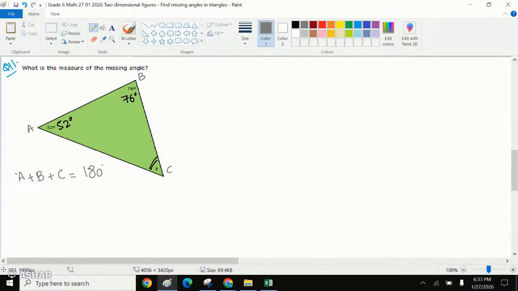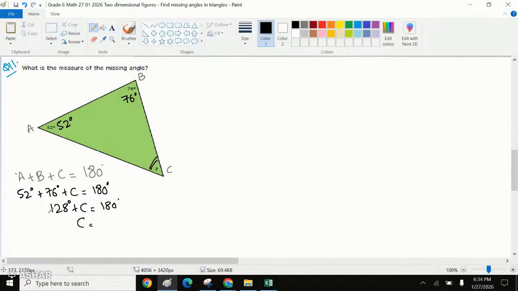The sum of the interior angles, the interior means the inside of a triangle, would always be equal to 180. And we know there are three angles, right? So if A was given as 52, B was given as 76, and C was the unknown, can we add A and B together? 52 plus 76, right? It should be 128 plus C is equal to 180.